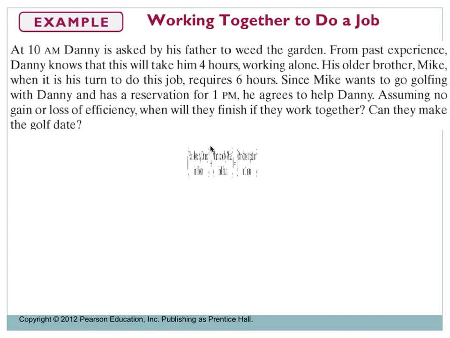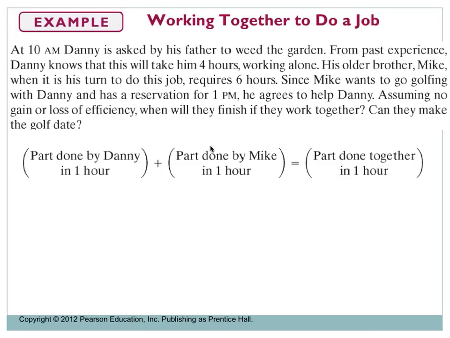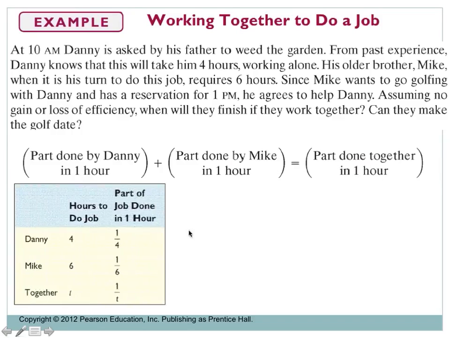Can they make the golf date? So what we want to do is put the part that's done by Danny in 1 hour and the part that's done by Mike in 1 hour together, since they're working together, and that's going to be the part that's done together in 1 hour. So it takes Danny 4 hours to do the job, so in 1 hour, he'll have 1/4 of the job done. It takes Mike 6 hours to do the job, so in 1 hour, he'll have 1/6 done. So together, that's going to be T. They're going to have 1/T done.